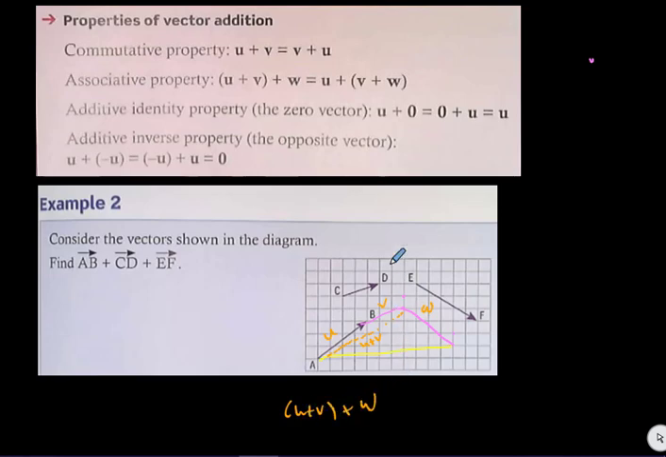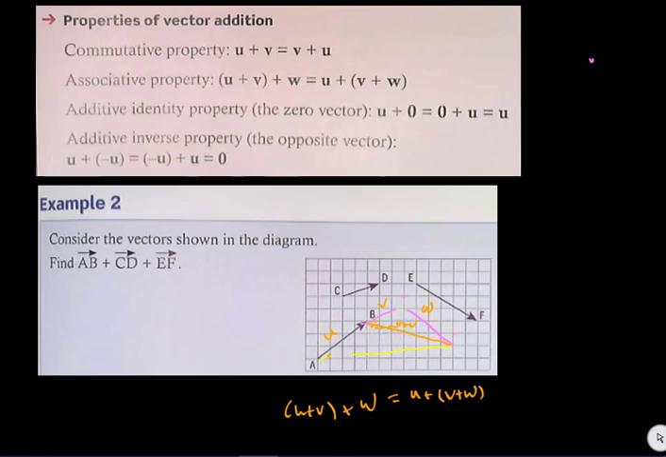Good. But let's see if I can erase this off real quick right here. And then if you were to look at this vector right here, that's V plus W, right? And then you can see this is equal to U plus V plus W. And that shows the associative property right there. So we can use how that works.